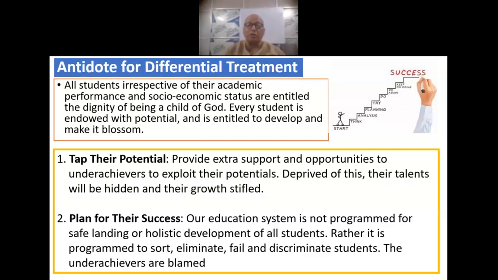And so teachers, all of us must make sure in the beginning of the academic year, this child will safely be promoted to the next class. All my students will do well. And so my teaching is not to eliminate, not to fail, not to select, not to discriminate, not to blame underachievers. The way I will deal with my students is for their success.